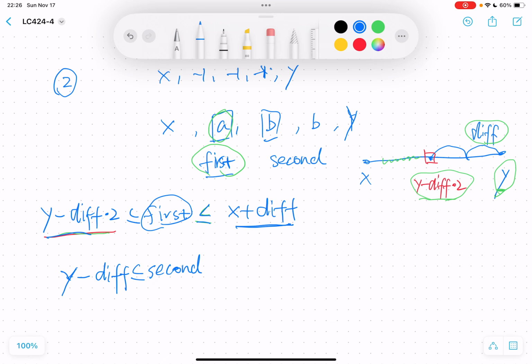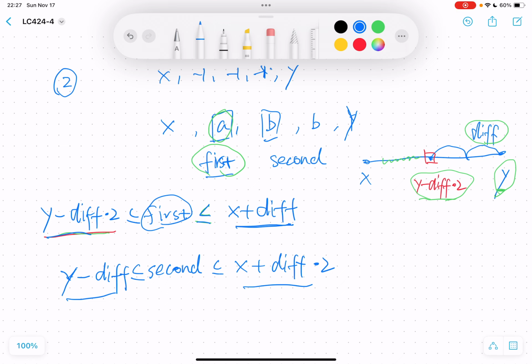It's the same situation, it's the same theory. For the right end of the second element, it should be x plus diff multiply 2. This is how we design the suitable interval for first element and second element that we should insert between x and y when there are several minus 1 between x and y.